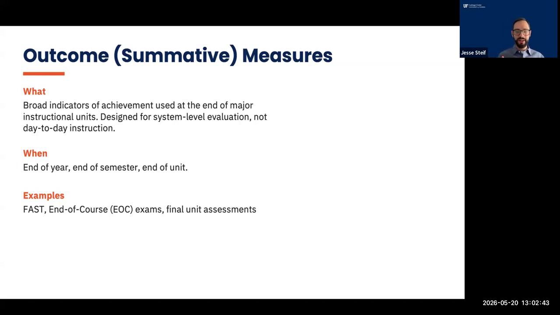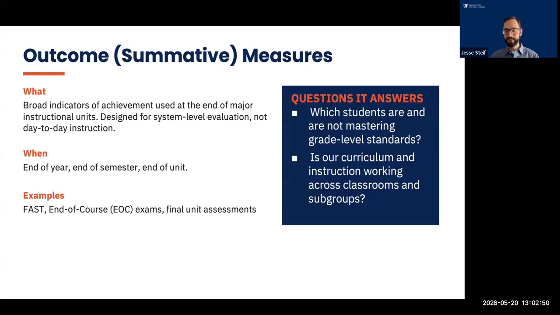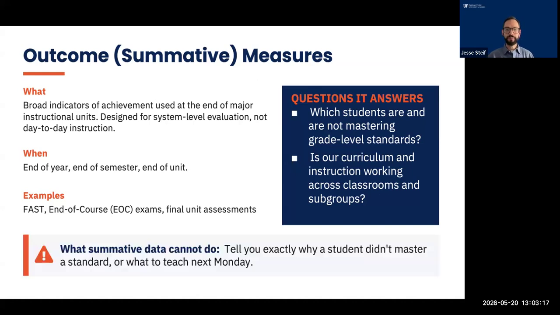They happen at the end of the year or at end of semester or end of unit and can be on things like FAST or end of course data or final unit assessments. So the questions that it can answer are which students are or are not mastering grade level standards, and is our curriculum and instruction working to get students to master standards across classrooms and subgroups and schools if you're at a district level. So there is some overlap here in terms of the questions that it answers with screening data, in that it is looking at the effectiveness of our systems of instruction.